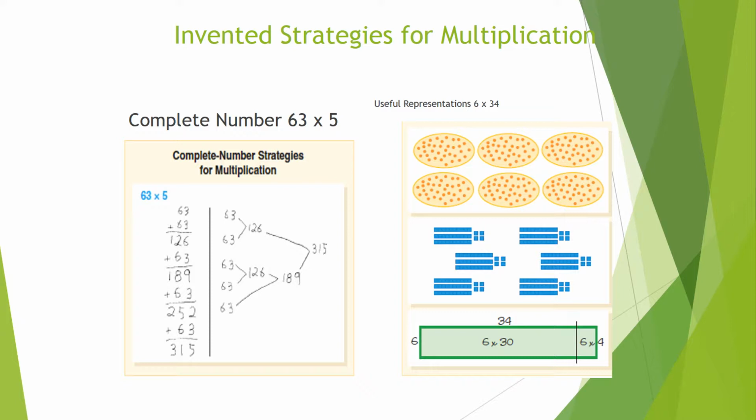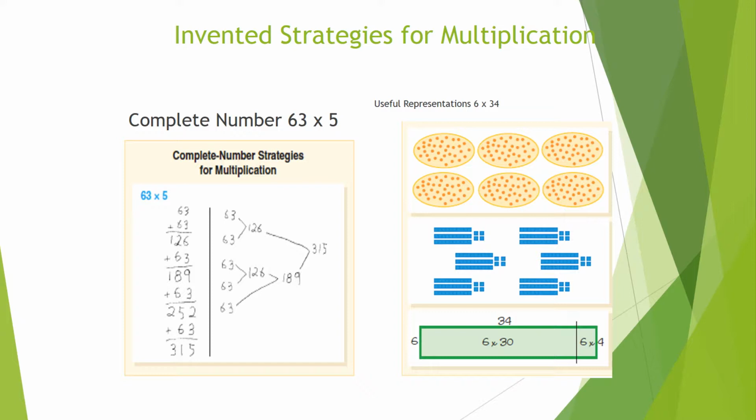Some invented strategies for multiplication include repeated addition. You can see that on the left, 63 times 5. The student basically took 63 and added it 5 times. There are 2 ways to do that, as you see on that paper. Another way to do it is to use some sort of visual: tens rods, ones blocks, or even drawing them. In this case, representing 6 times 34, so 6 groups of 34 things.